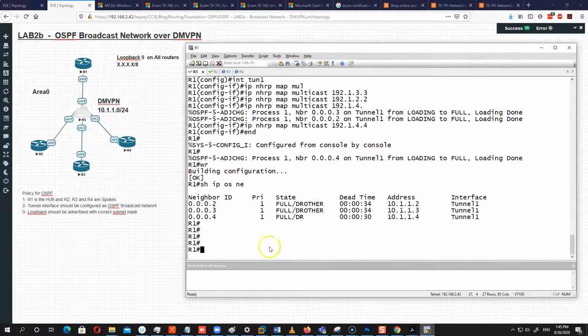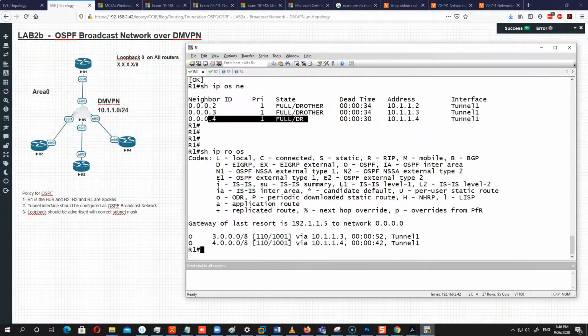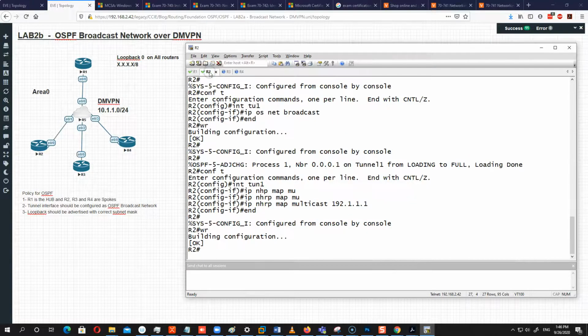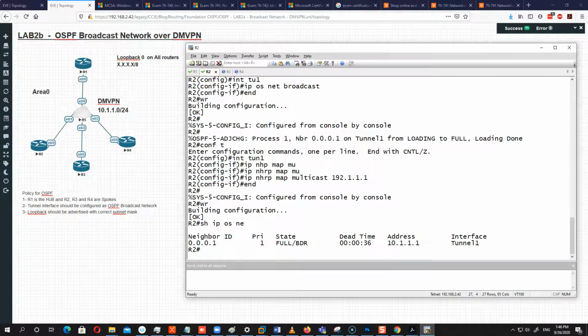I have the neighbors, and router 4 is a DR. Now you know that router 2 and 3 cannot reach router 4. So if I do show IP route OSPF, I'm not receiving 2's network. I'm receiving 4 and I'm receiving 3. So let's go on 2 and let's see what it's getting. It's saying that router 1 is a BDR and it has no information about the DR, right?